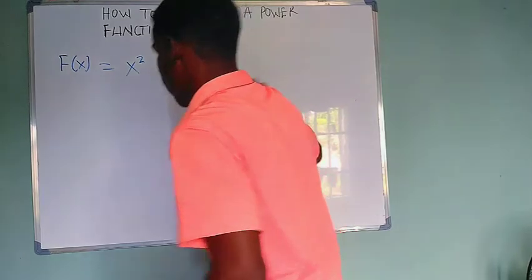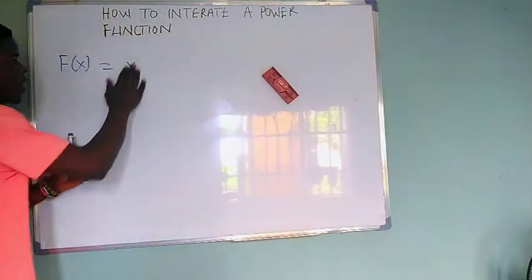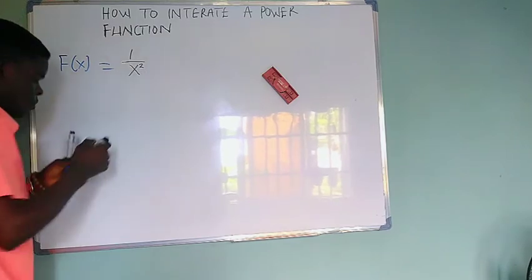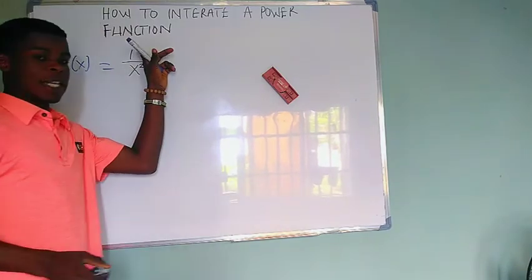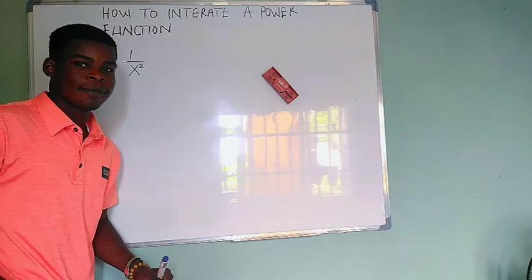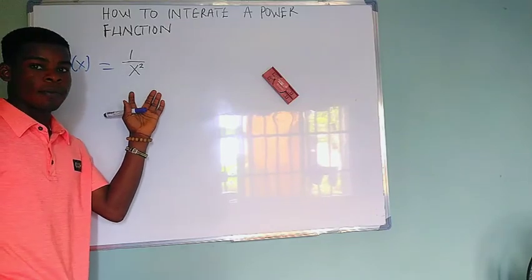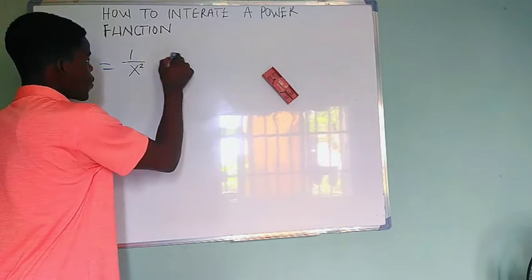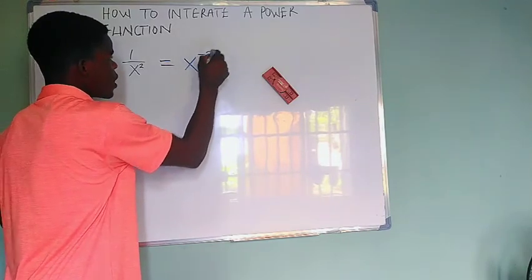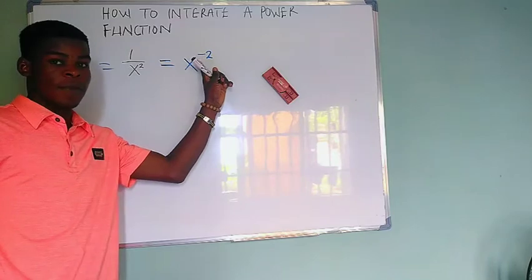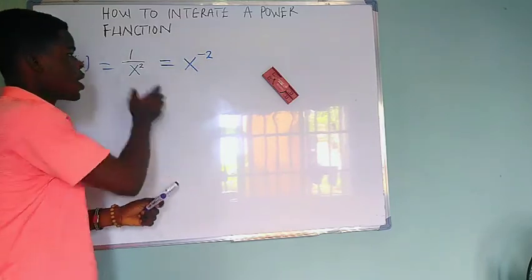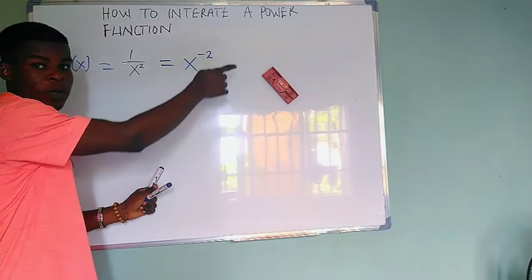Let's try one more example before I end the video. How about if we have 1 over x squared? We have 1 at the top and x squared at the bottom. This is still a power function. How? From your basic indices, this can be written as x to the negative second power, where the negative exponent shows a fraction where 1 is in the numerator. So here we get our power to be negative 2.